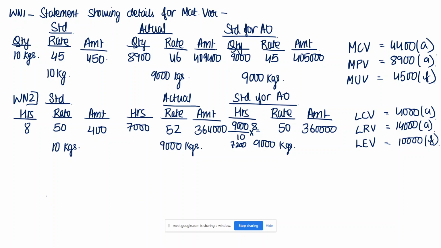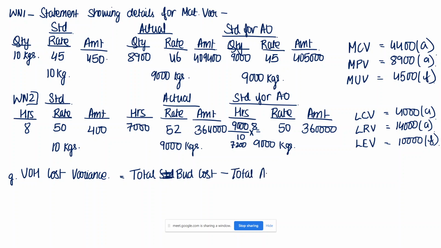Okay, next. Variable overhead. Have they asked us for all the three variances, or only one variance? Why do you want to spend so much time making the table in this? Cost variance is equal to total budgeted cost minus total actual cost.